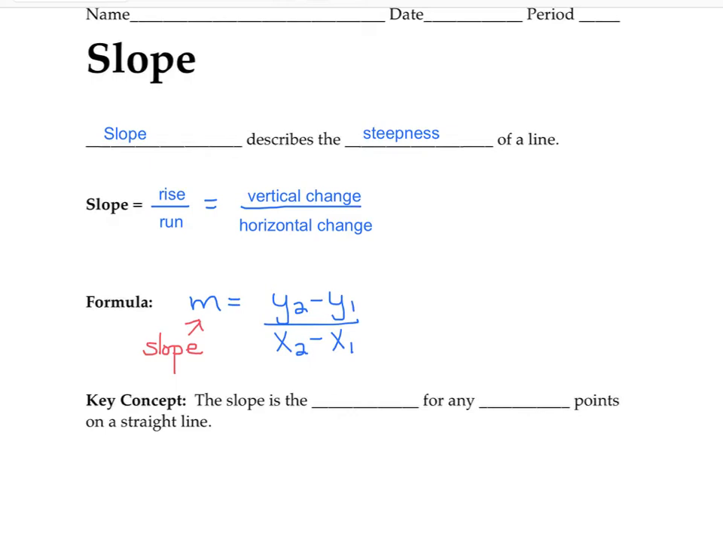And once we do some more examples, this formula will make a little more sense. Our key concept is the slope is the same for any 2 points on a straight line.